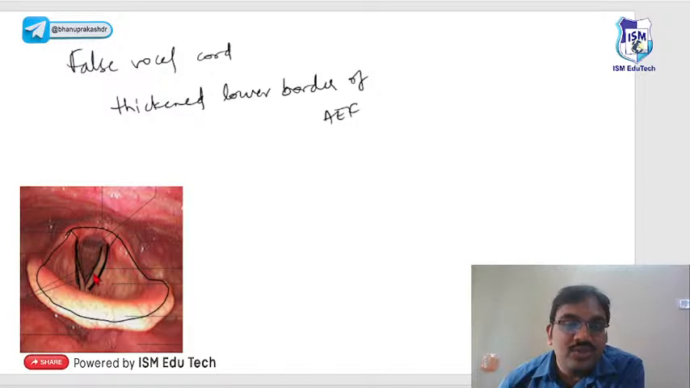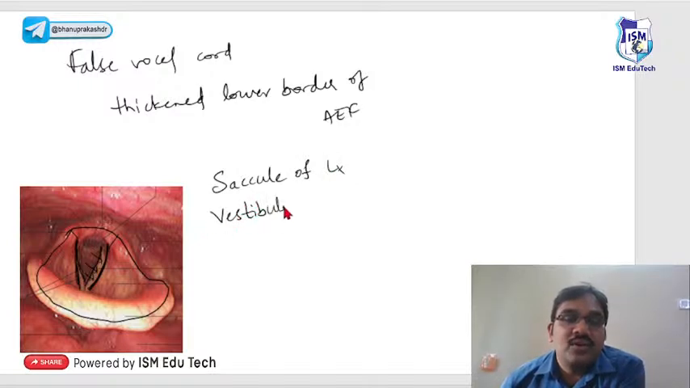In between these two, there will be a sac lying laterally, beyond the aryepiglottic fold. You can see this is the aryepiglottic fold, a mucosal fold. Behind this, laterally, there is a space. That space we call a saccule of the larynx, or we also call it a vestibule of the larynx. I think you are getting the point, what is false vocal cord and what is true vocal cord.